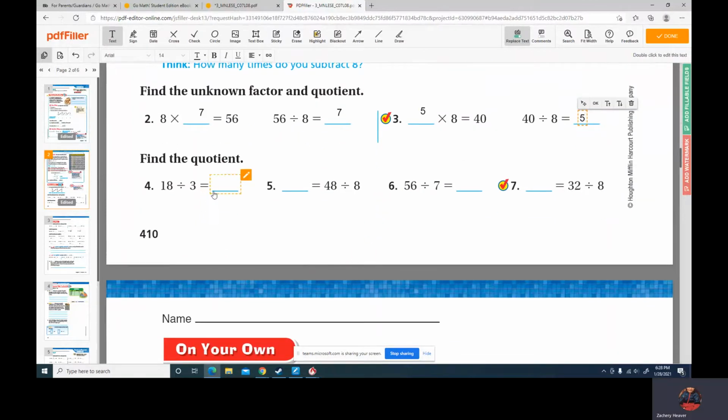Now, 18 divided by 3, this is just review. We know 18 divided by 3, you can use your chart, but it will be 6. 48 divided by 8 will be 8. 56 divided by 7 will be 8. And 32 divided by 8 would be 4. So we have 7, 7, 5, 5, 6, 8, 8, 4.